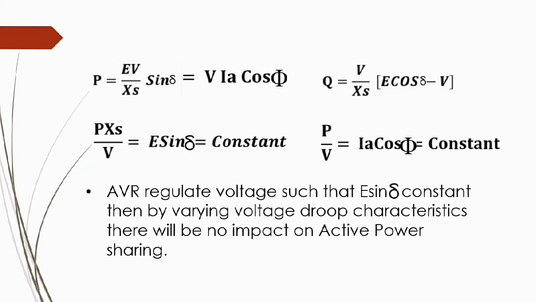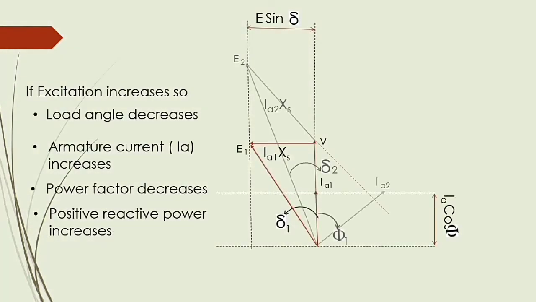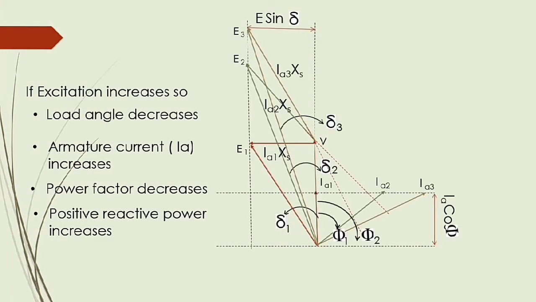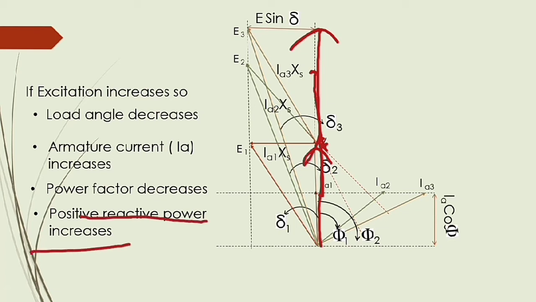Okay, so here you see, excitation increases, so the value of E cos del also increases here. First E cos del value is this, then the second one is this, and the third one is this one. So the value of E cos del increases, which means reactive power also increases. In this way we control the reactive power by controlling the excitation, and this is controlled by the AVR, the automatic voltage regulator.